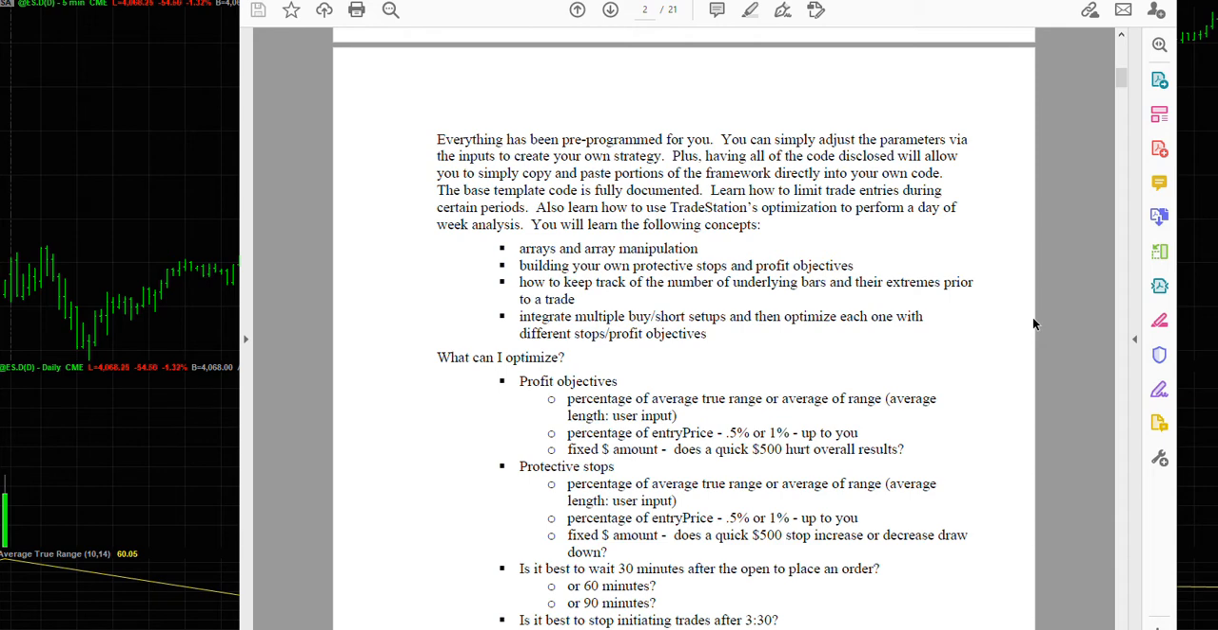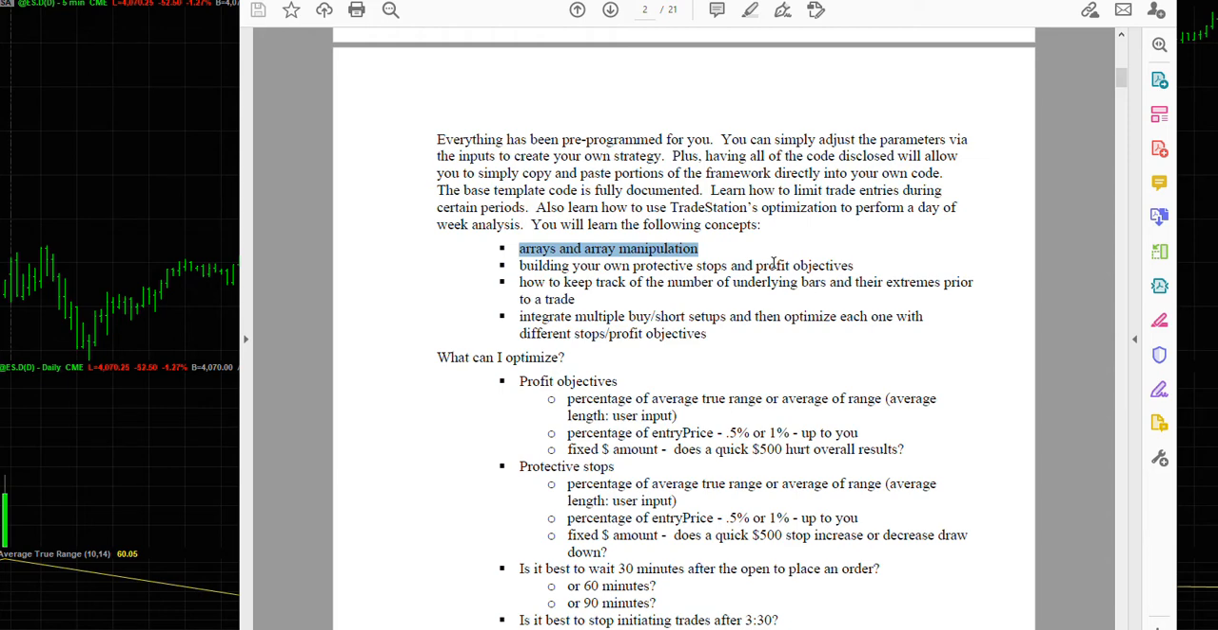Okay, what will you learn from using this framework? Well, you will learn arrays and array manipulation. Don't get scared. I don't do very much with arrays and array manipulation, but it's a very good introduction to them. Arrays are very important when it comes to trading systems and the development of complicated systems or algorithms; most of the time you have to dip your toe into arrays.